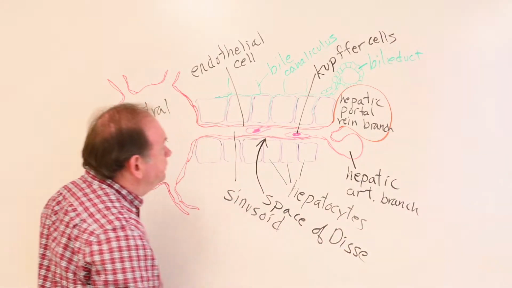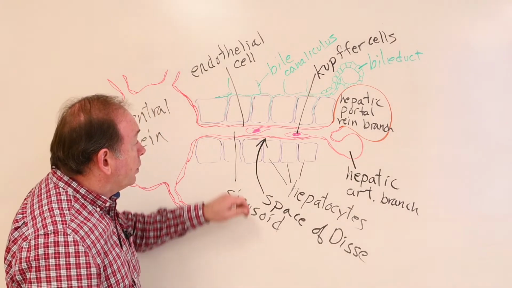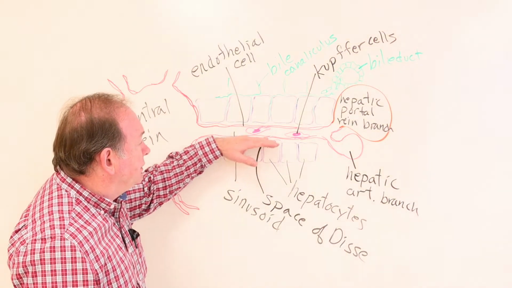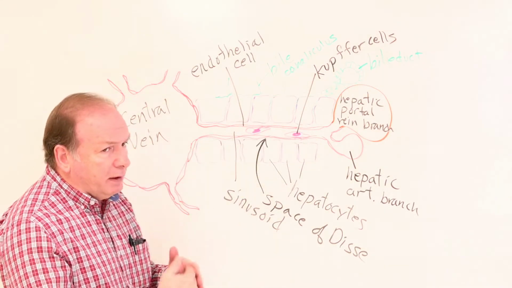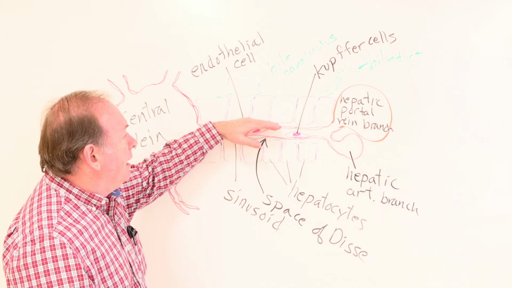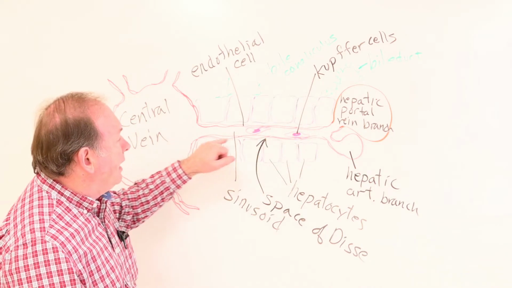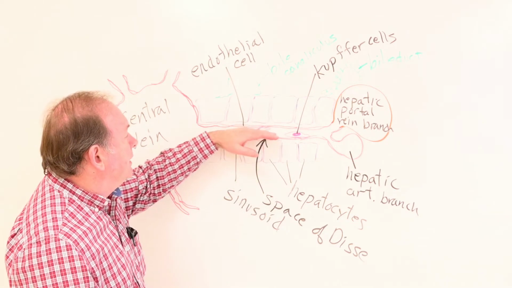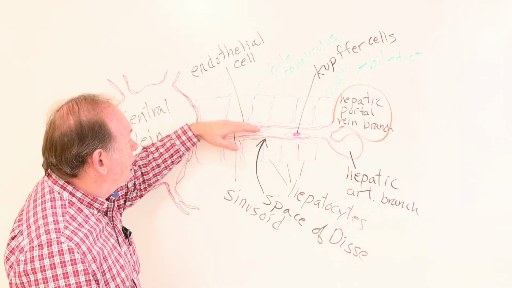D-I-S-S-E. That's where most of your liver action happens, your interface between the liver cells and the fluids. The sinusoid is fairly porous and allows fluid to move out into that space. The red blood cells and white blood cells travel within that vessel, but the fluids can move through that wall fairly easily.